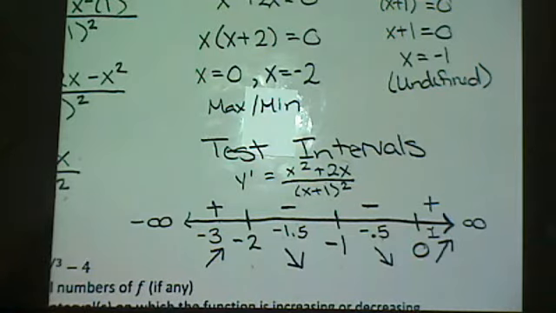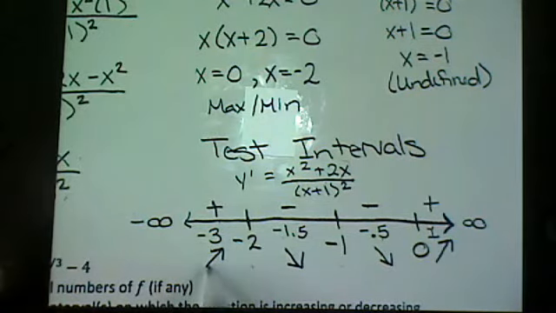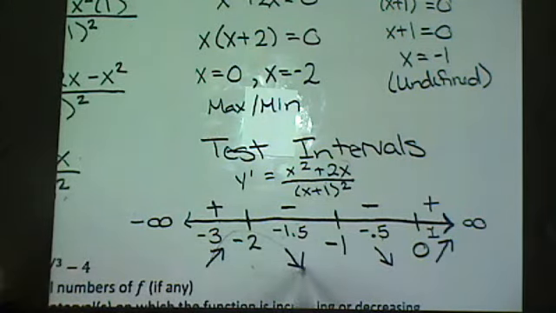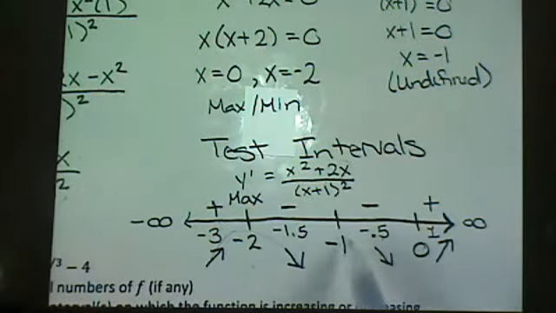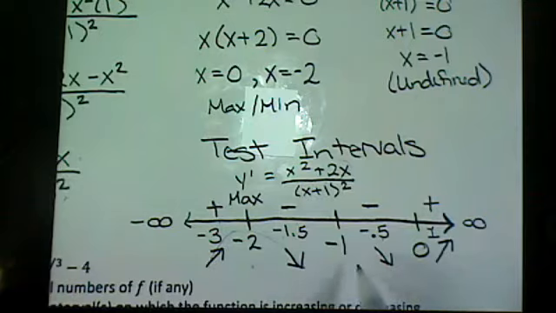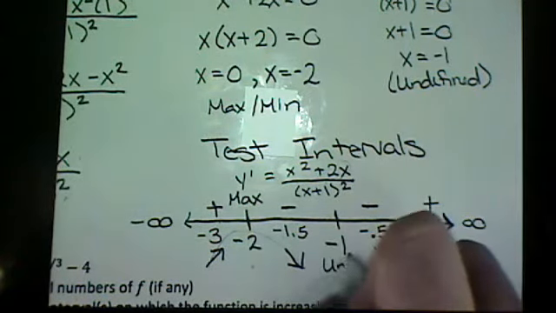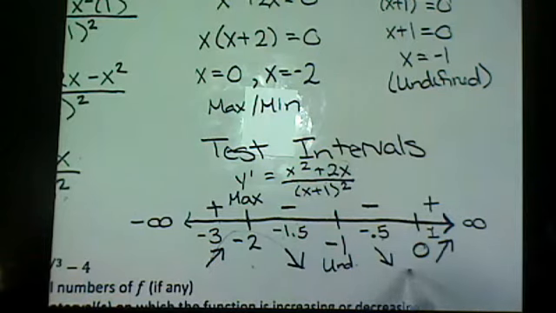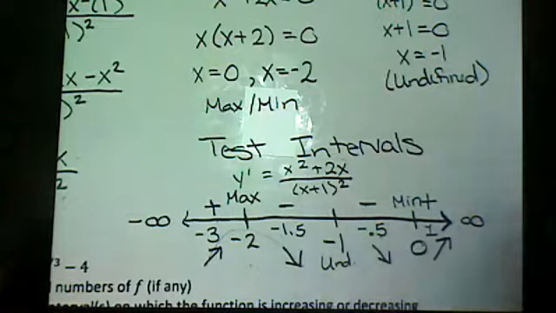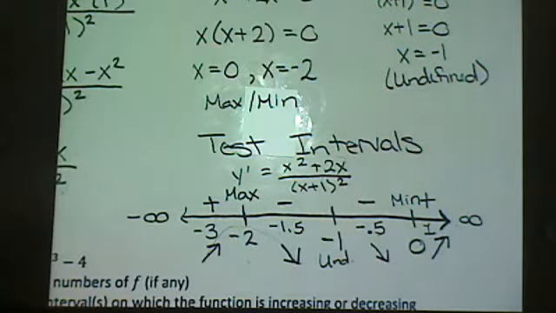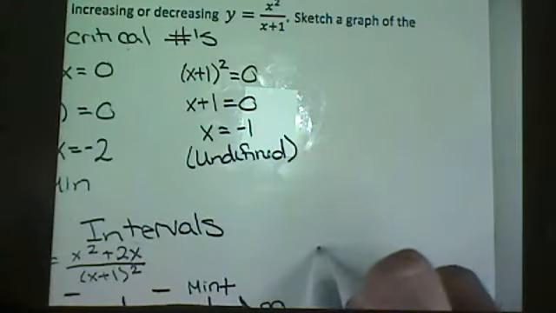These tell you specifically if you have a maximum or a minimum at specific points. Here, at -2, since we're going up and then going down, that's going to be a maximum. This doesn't have anything, we don't change signs. Over here, because remember this is undefined, we're going down and then back up, so this is a minimum.